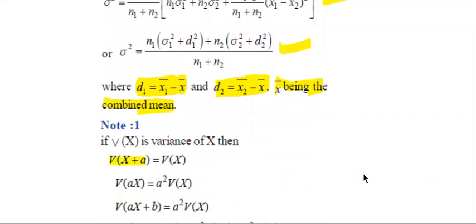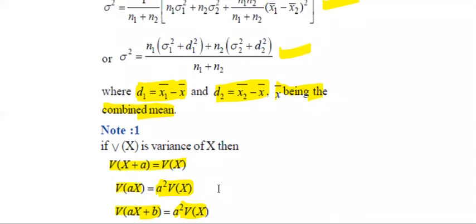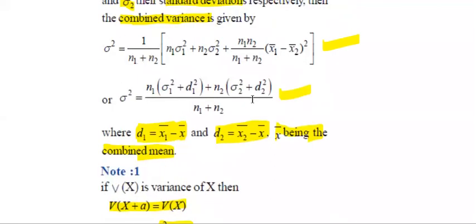Next, note, these are also important. We already know that in random variables, variance of x plus a is equal to variance of x. Variance of ax is a square into v of x. And variance of ax plus b is a square into v of x. That means observe here, whatever x coefficient is there, we write the square of that: a square into v of x. Okay. Students, have you copied this?